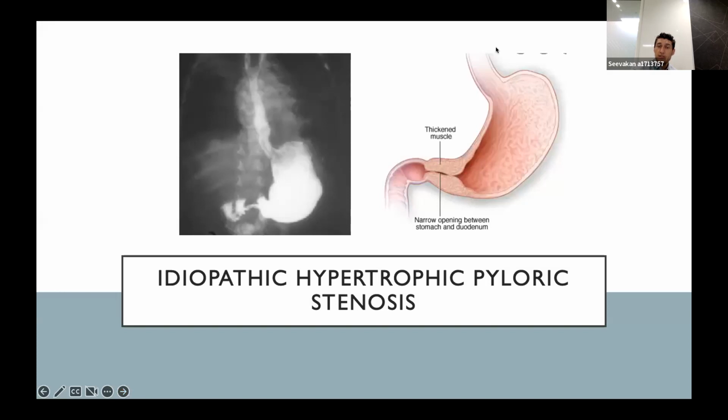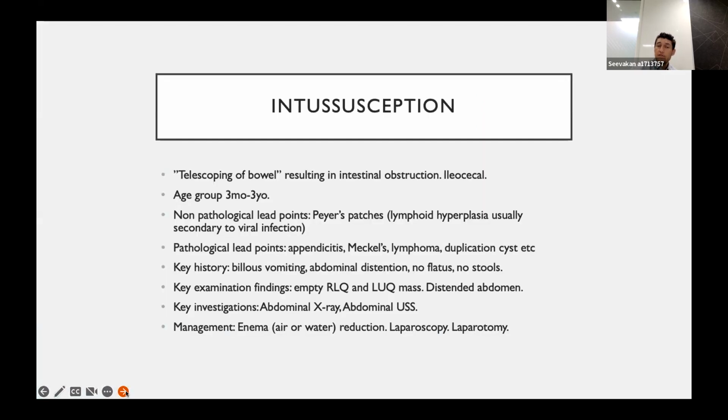This is the contrast study that we saw. I just thought I'd put up an image that was stylized with the pylorus, so it's there for you. Really quickly on intussusception. Intussusception is telescoping of the bowel, where the proximal portion of the bowel invaginates, or kind of telescopes, into a distal part of the bowel. And it results in intestinal obstruction because that proximal part occludes that distal part.